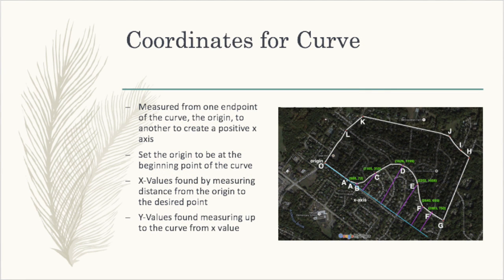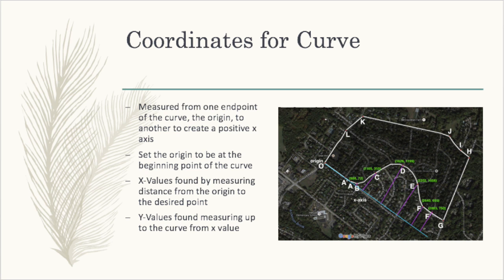To determine the coordinates for my curve, I first measured from one endpoint of the curve, the origin, to another to create a positive x-axis, and then set the origin to be at the beginning point of the curve at the intersection of Piermont Road and Alpine Drive. The x values were found by measuring distance from the origin to the desired point, and the y values were found by measuring up to the curve from the certain x value.